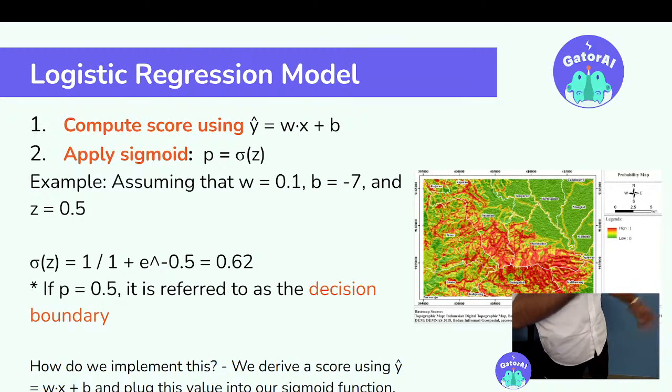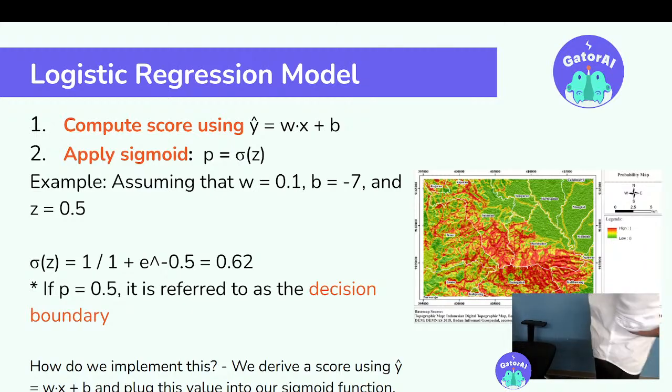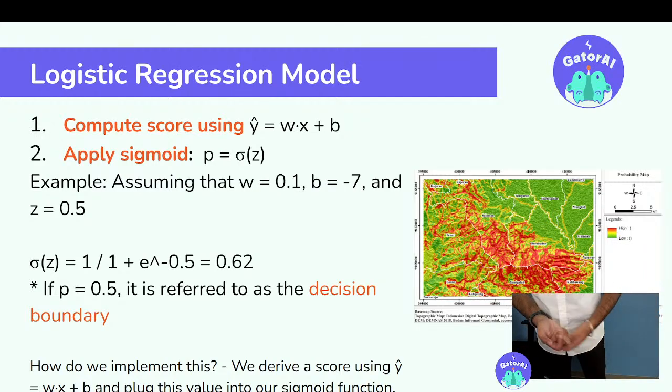Let's move ahead to the logistic regression model. So this is the main crux of today's presentation. Everything before that was more so review. So how you implement or compute the logistic regression model is pretty simple. It's actually quite similar to the linear regression model, bar a few steps onto that.